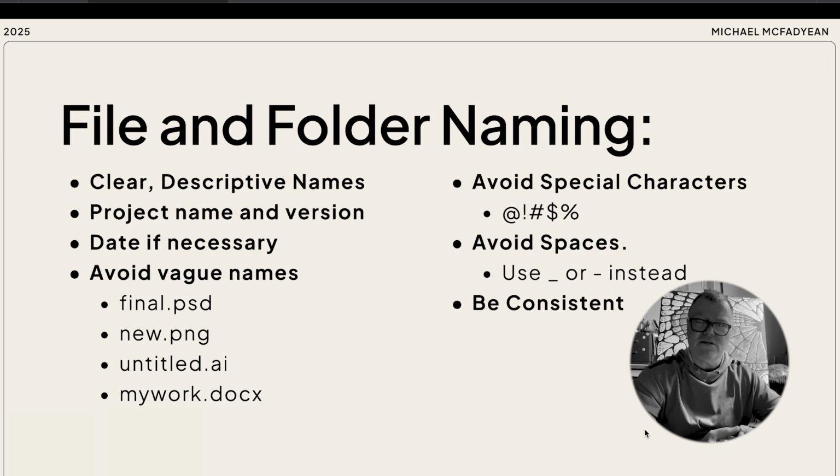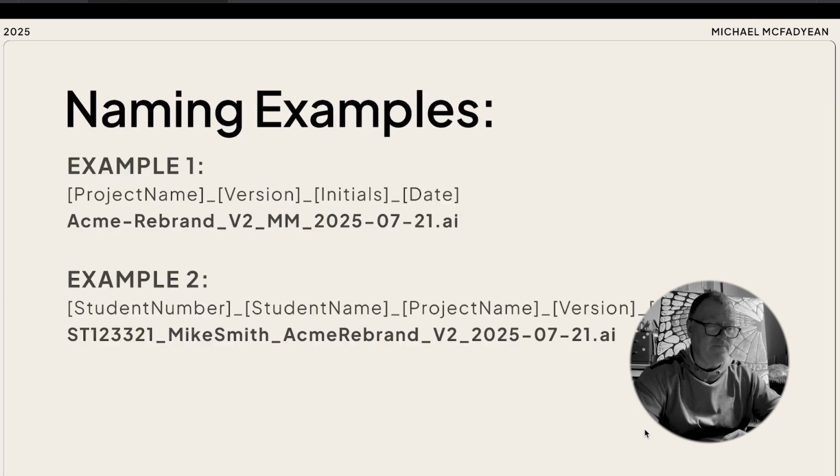Avoid spaces. So this is one of those things where it's okay if you do have spaces, but it's best not to. So instead of a space between words, use underscores or dashes and use it consistently. You'll see the example in a moment. And finally, be consistent. So let's have a look at an example here.